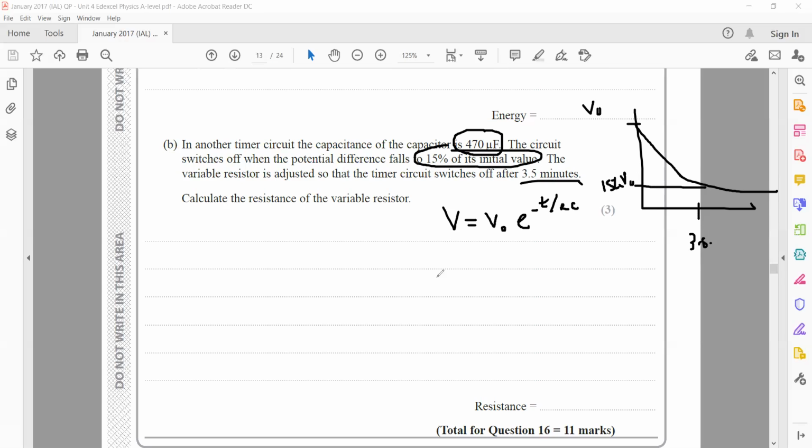So what we'll substitute here is 15% V naught, or I can substitute 0.15 if I convert into decimal. 0.15 V naught is equal to V naught e raised to the power minus T over RC. The time should be in seconds, so I have to convert 3.5 minutes into seconds, so I'll multiply by 60. C is the capacitance, which is given as 470 microfarad, and R is the resistance of this circuit. V naught will cancel with V naught. We'll take the natural log and solve to get the resistance.